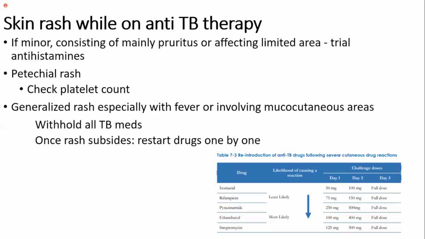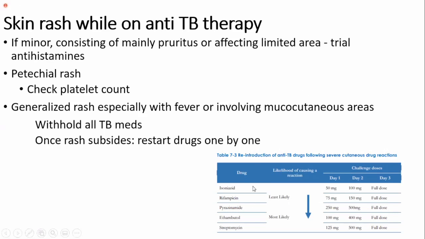Same with skin rash. So if the patient is having a mild skin rash, you can try some antihistamines. But if there is a petechial rash with low platelets that we were worrying with rifampicin, whether there is thrombocytopenia with purpura, you have to look at the platelet count and if necessary, immediately withhold the medicines. If there is a severe skin rash involving all the mucocutaneous areas, you will obviously withhold all the medicines. And just like the other scenario, we will try to slowly introduce one by one. So this is the way that we do it.